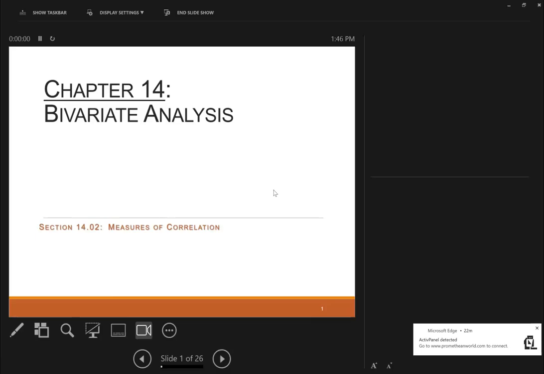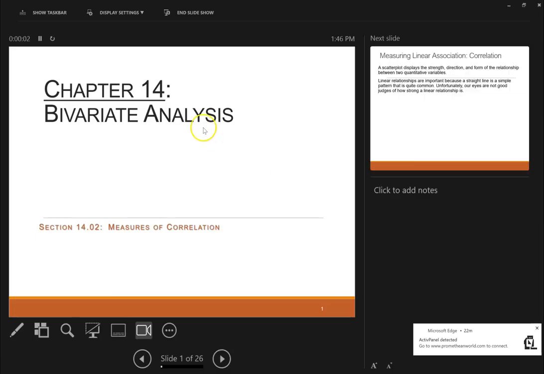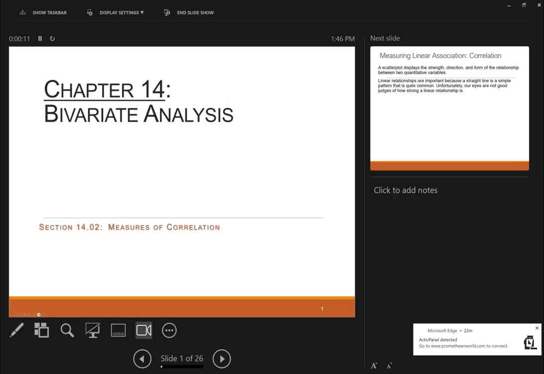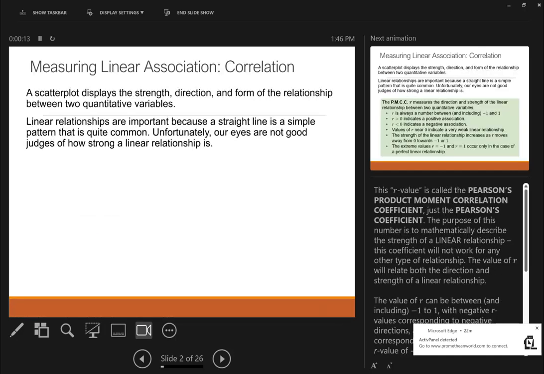Okay. Now, at this point, when we've described the level of correlation between two variables, we've just used words, right? And our eyeballs to kind of eyeball it.